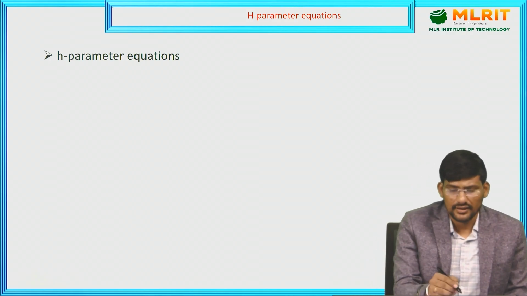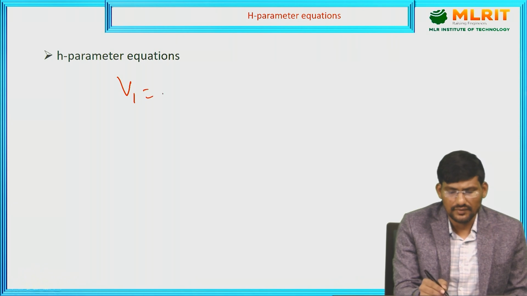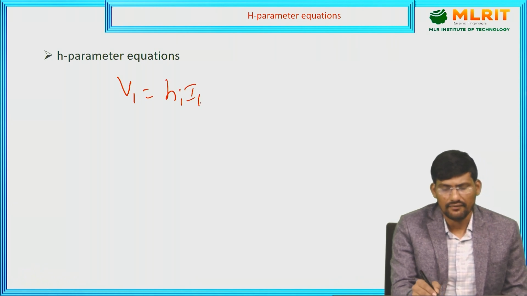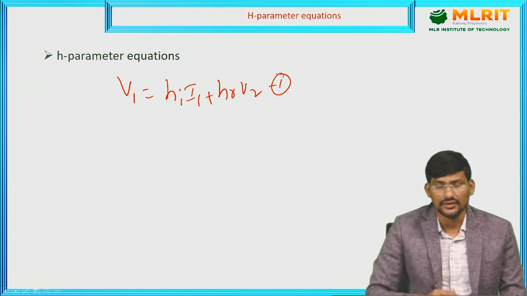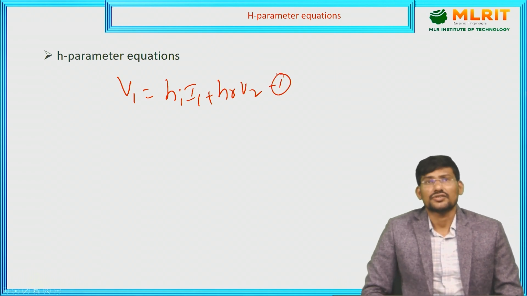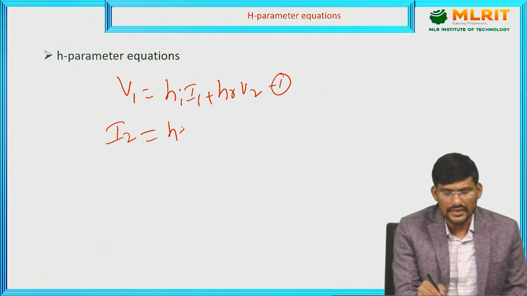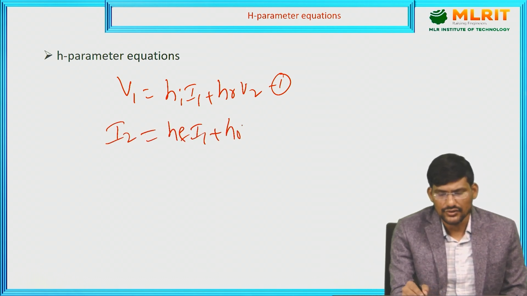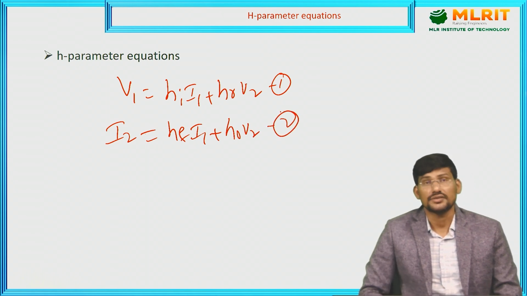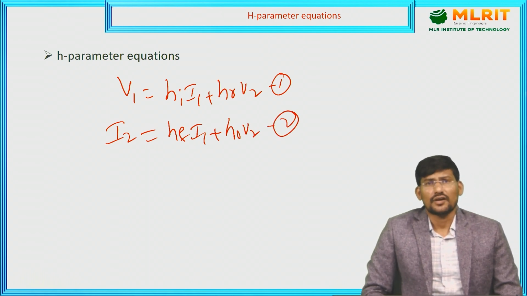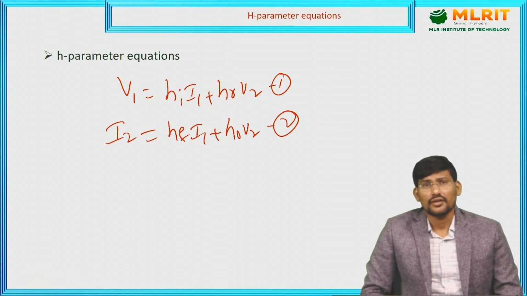The H parameter equations are: the first equation, V1 is equal to HI I1 plus HR V2. The input voltage is a function of input current and output voltage. And the second equation is I2 is equal to HF I1 plus H0 V2. The output current is a function of input current and output voltage. These are two important equations by which we can model the transistor amplifier.